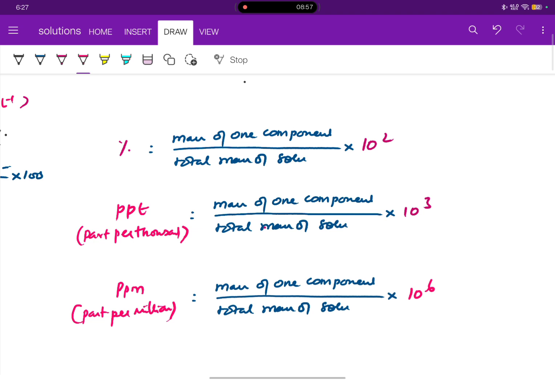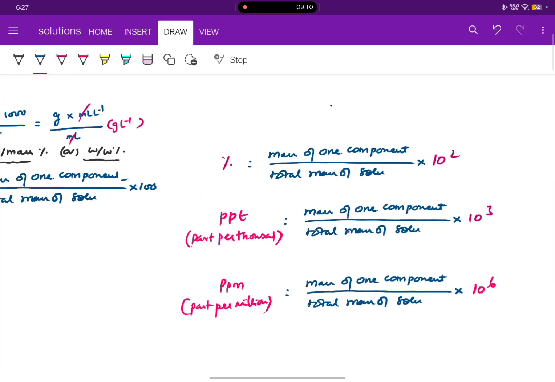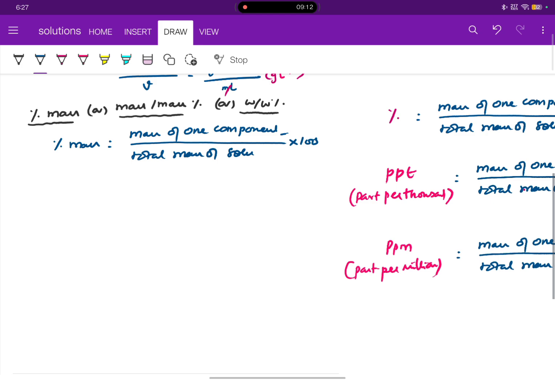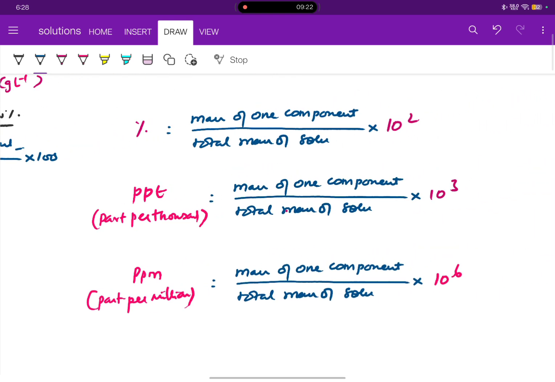Yes, sir. So formula என்னமோ same, mass of one component divided by total mass of the solution. There is no change in that formula. Yes, sir. Okay, copied ah? Yes, sir. Okay. So this is one, if you know this particular formula, just changing the power of the 10, you will have 3 formulas in hand: parts per 1000, parts per million and percentage mass.